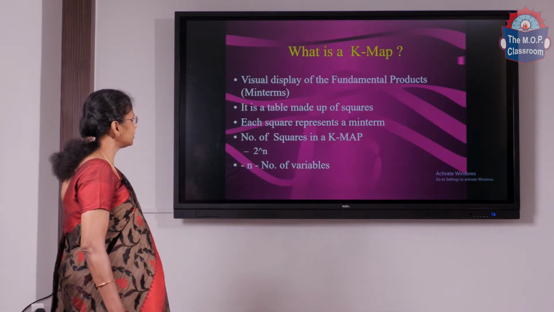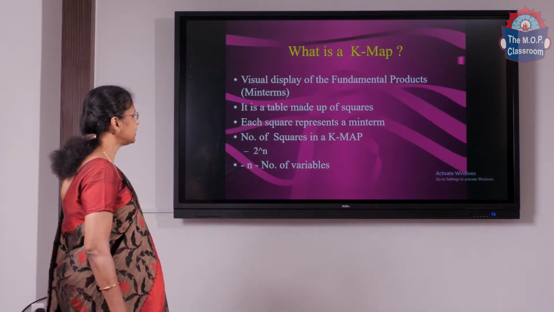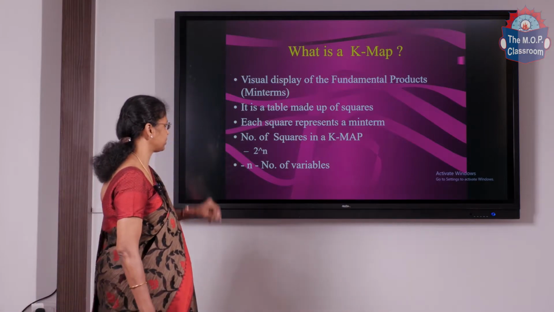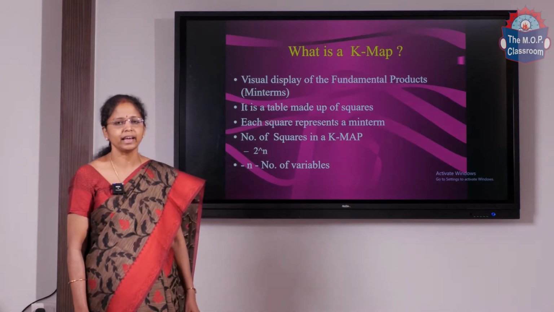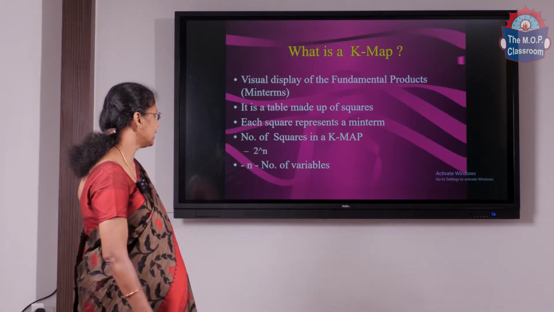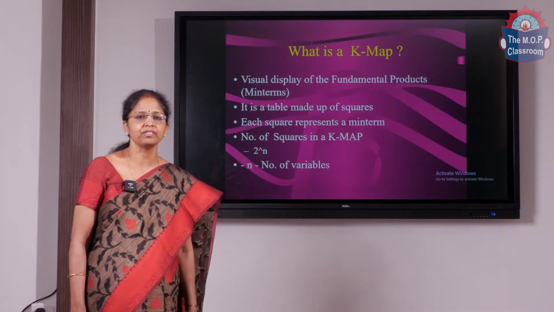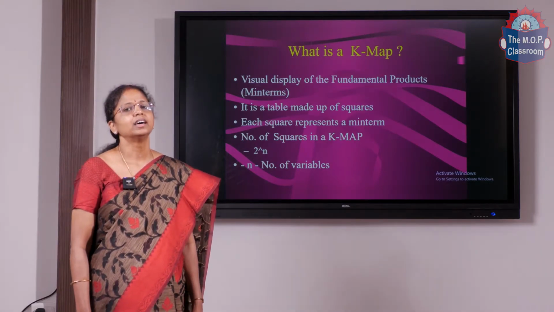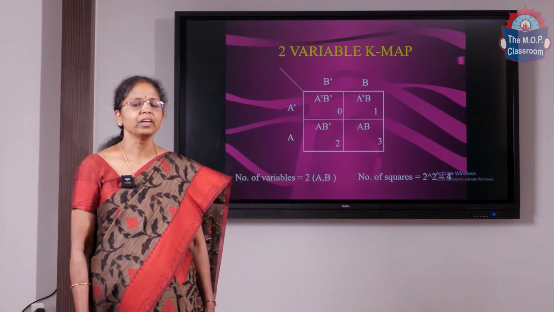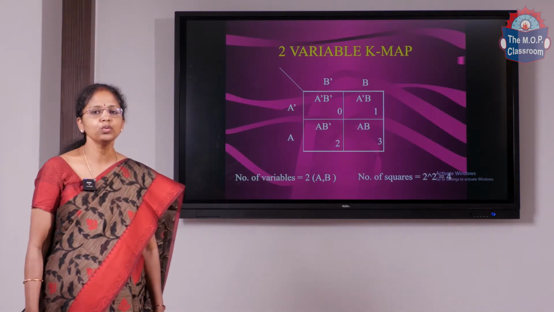Okay. So, what is this Karnaugh map? It is a visual display of fundamental products. It is a table made of squares. Each square represents a minterm. Now, how many squares will be there in a K-map? It is given by the general equation 2 power n, where n represents the number of variables. This Karnaugh map was first used in 1953 by the person who devised it, Maurice Karnaugh. Depending upon how many variables your truth table is going to have, we are going to use a corresponding K-map. Okay. So, let us start with a 2 variable K-map.